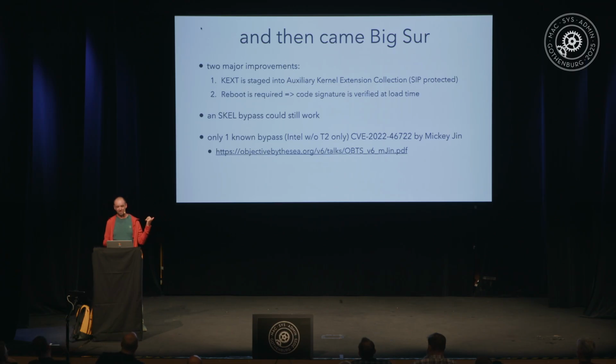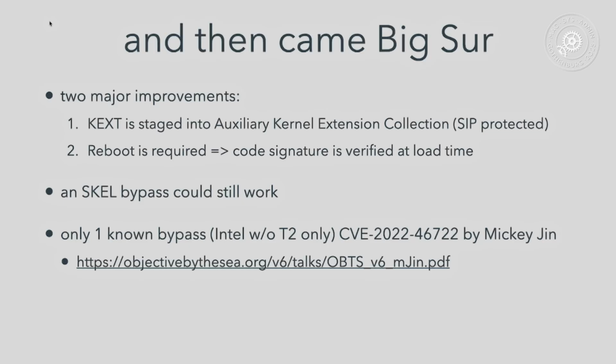I still had a bug, like I had a bug in Big Sur where I could bypass the first items. I managed to load my unsigned kernel extension into the kernel extension collection so I could stage my driver. But again, I had to reboot the machine, and then code validation failed during boot time because, of course, it wasn't signed. The only known bypass for this entire thing came from Mickey Jin, and he could only do that in Intel without T2 chips. So it's a pretty limited thing. He gave a talk about this.